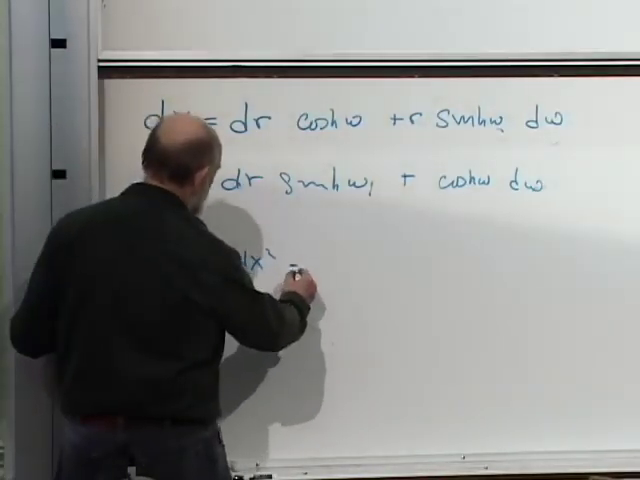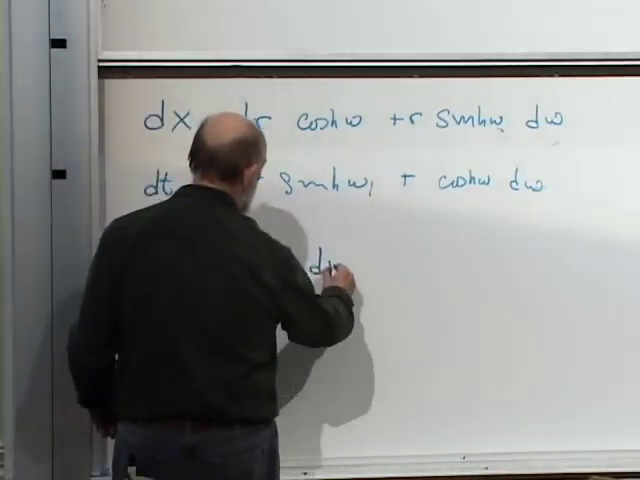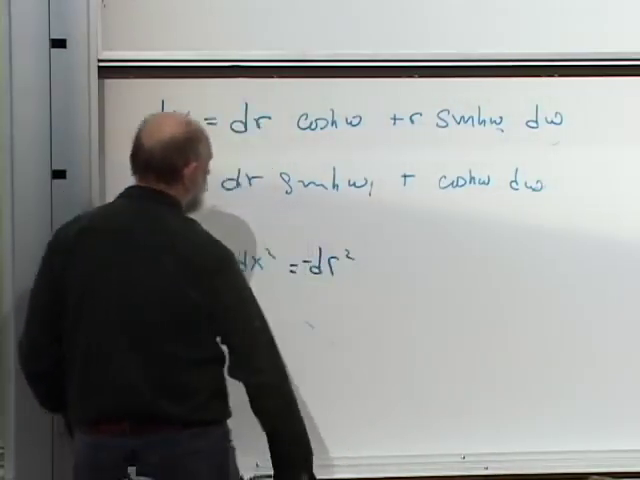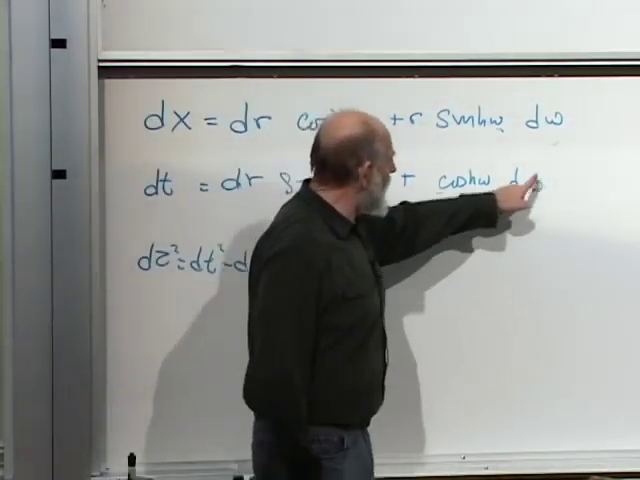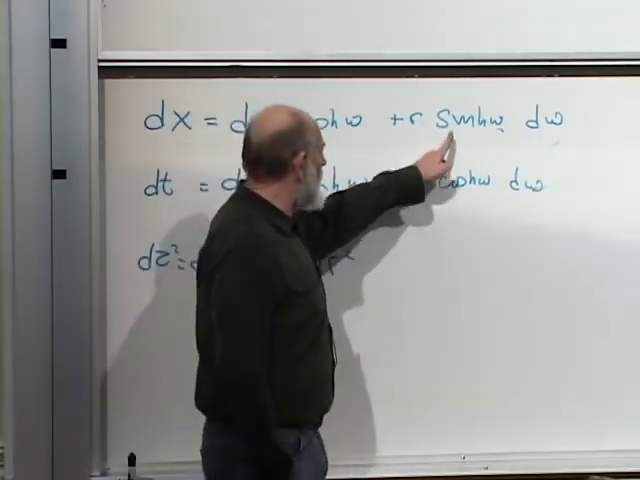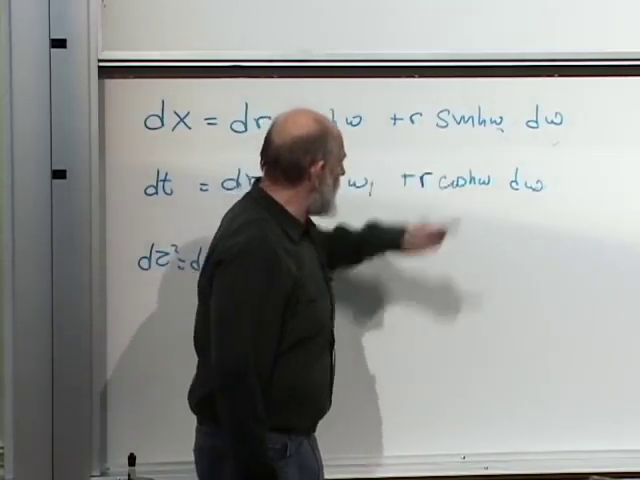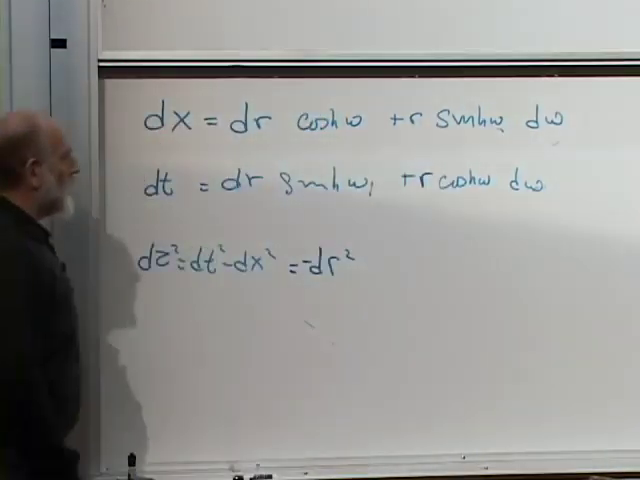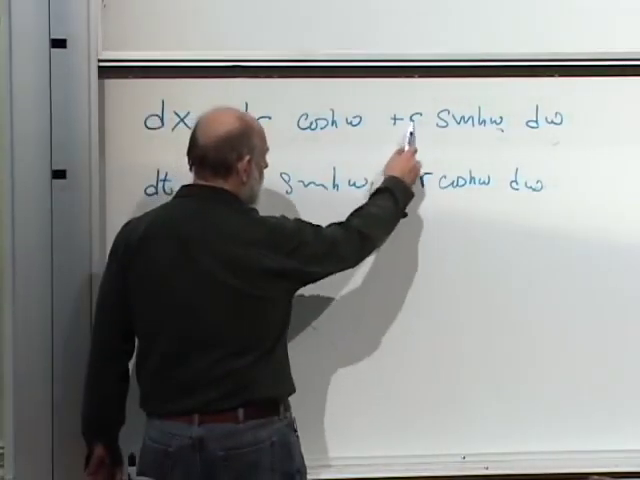So we get the dr squared with a minus sign. Now we're going to get another term with a d omega squared. That one's going to have cosh squared minus sinh squared, there's an r here. What's cosh squared minus sinh squared? 1. But we're also going to have an r squared.